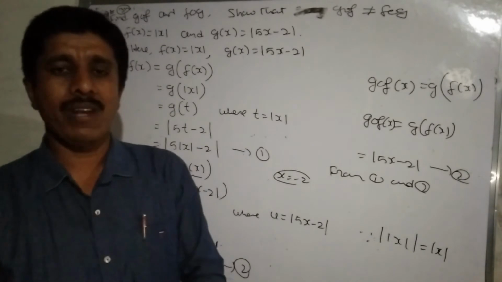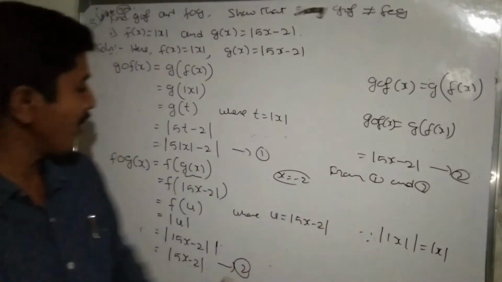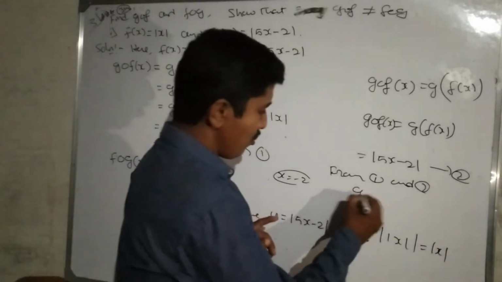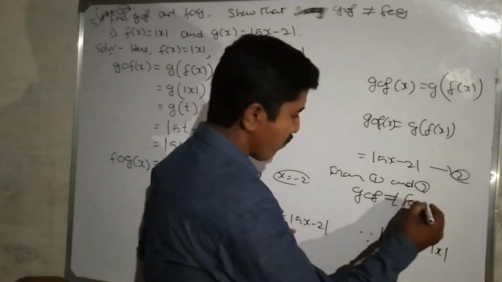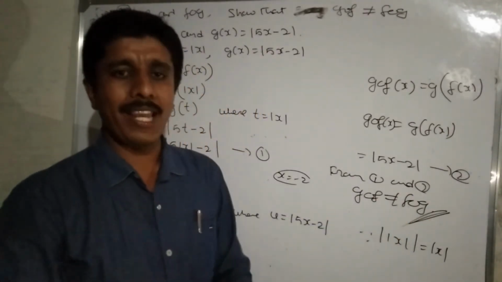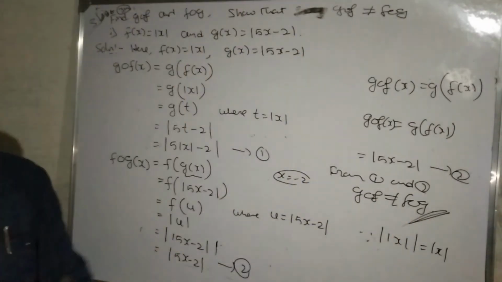No need to give an example. Directly you can write, from equations 1 and 2, that GOF is not equal to FOG. You can write GOF is not equal to FOG. No need to take a domain element. Mind it, very important one here.